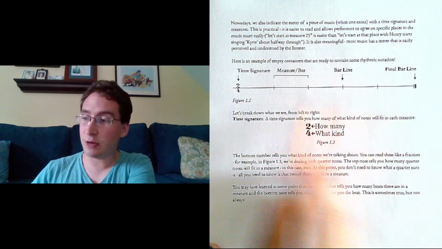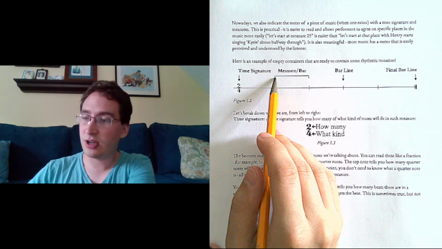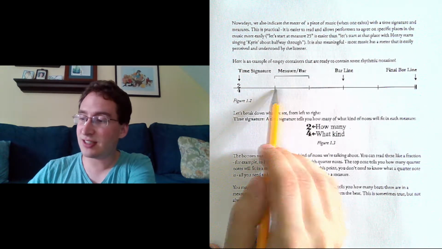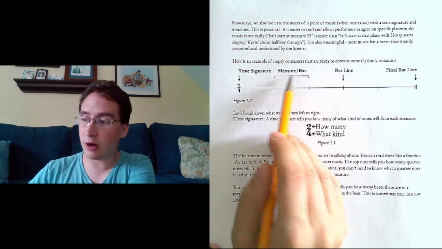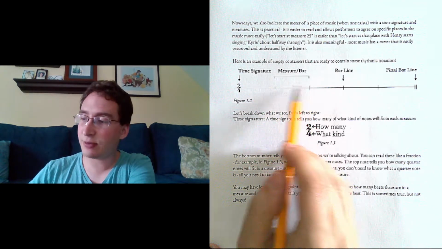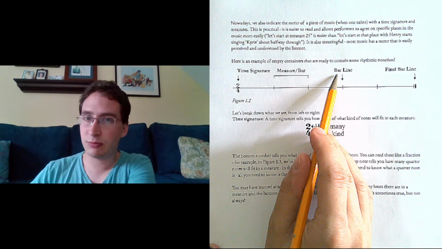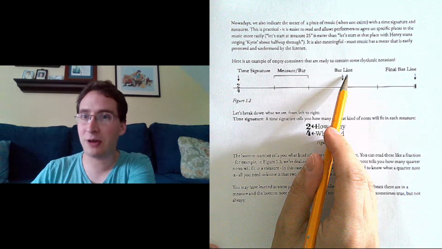There's nothing actually notated here. These are just some containers. Each of these containers is called a measure or a bar. Those are synonymous. And they're separated by these vertical lines, which, logically enough, are called bar lines.